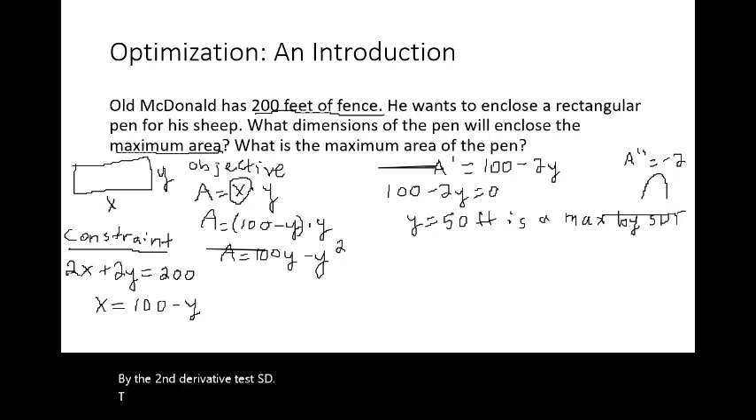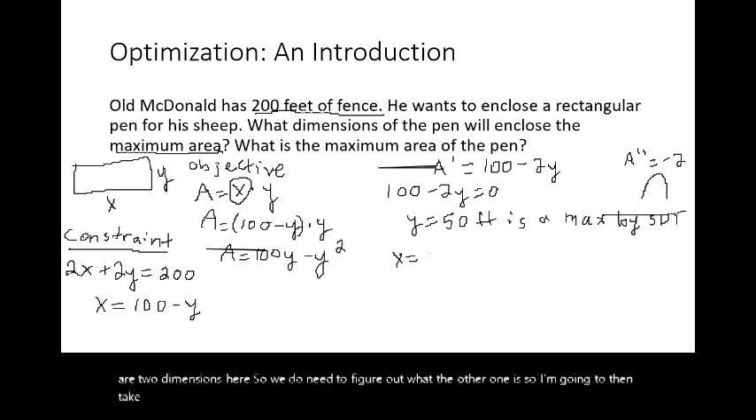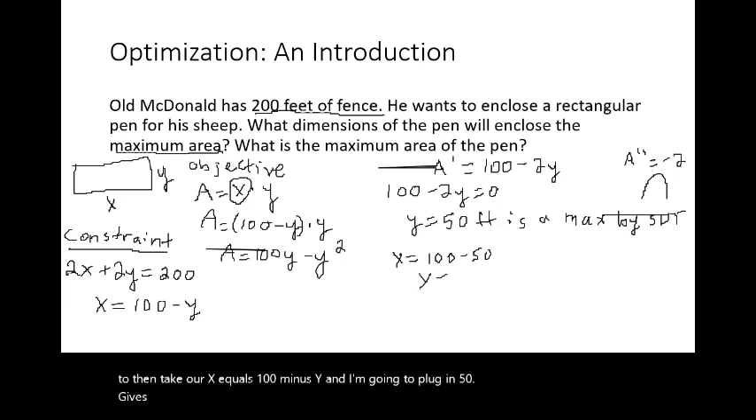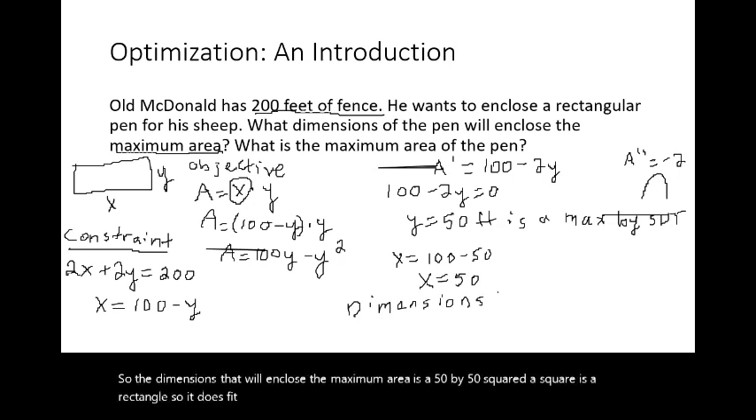Now, since this is a local maximum, this is the value of y that would maximize the area. There are two dimensions here, so we do need to figure out what the other one is. So I'm going to take our x equals 100 minus y, and plug in 50. That gives us x equals 50. So the dimensions that will enclose the maximum area is 50 by 50. A square is a rectangle, so it does fit the restriction. So your dimensions are 50 feet by 50 feet.